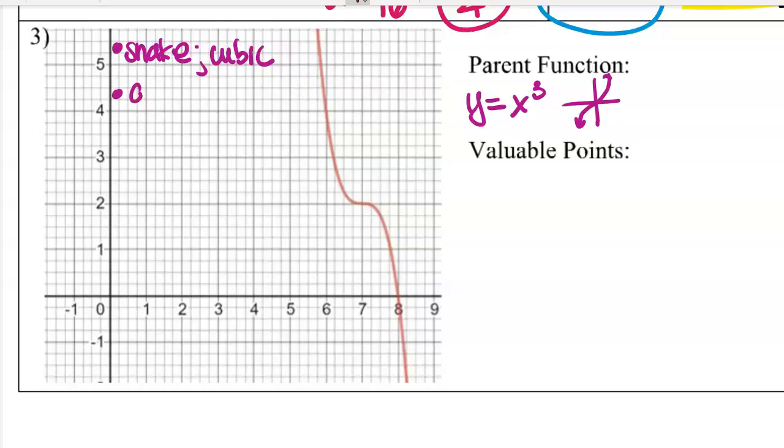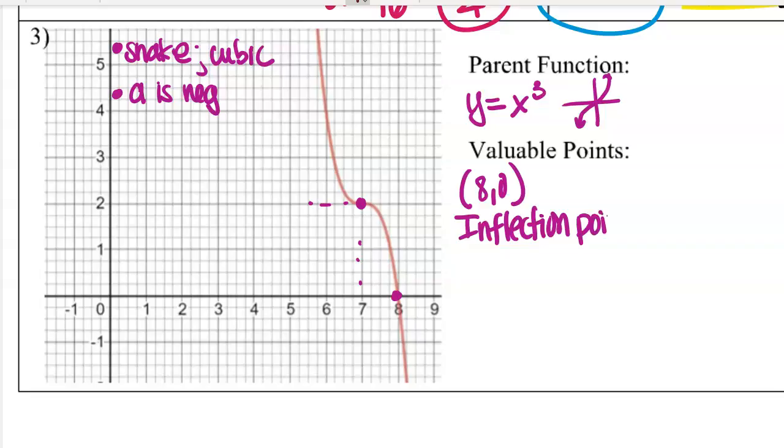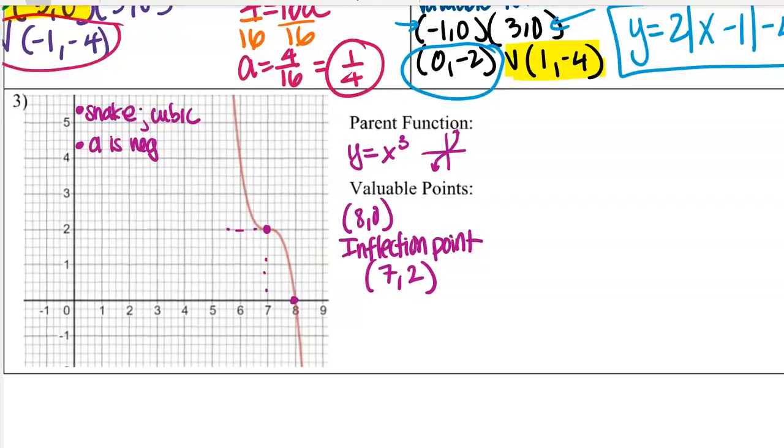So we know a is negative. So when we find a, make sure we reflect back to what we're writing right now. Valuable points, the first one looks like it's at the x-intercept at 8, 0. Then we have an inflection point here. It looks like that's 7 and then 2. So inflection point at 7, 2. Currently, we can't see the y value, so that's all of the valuable points that we are going to get out of this picture.